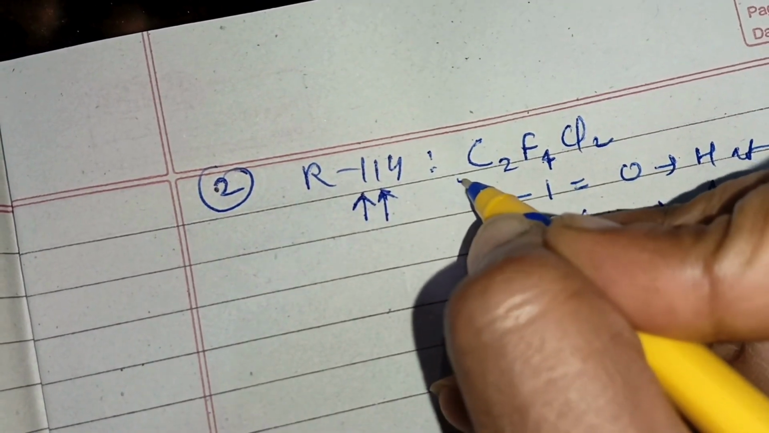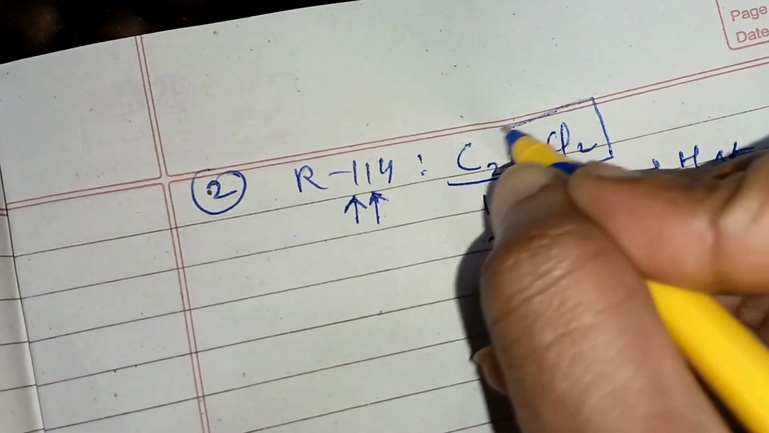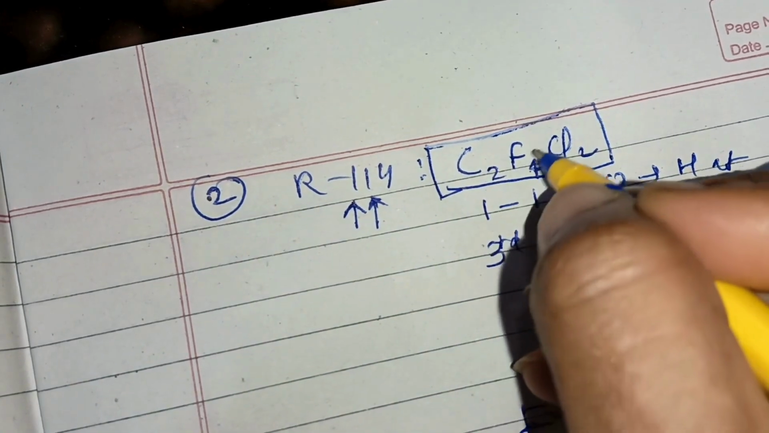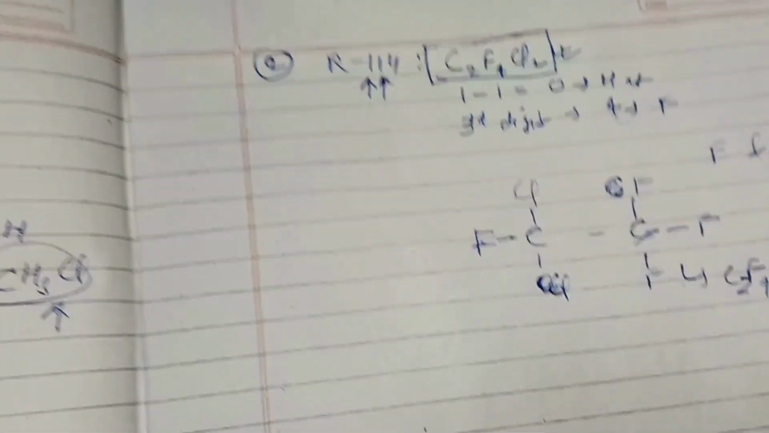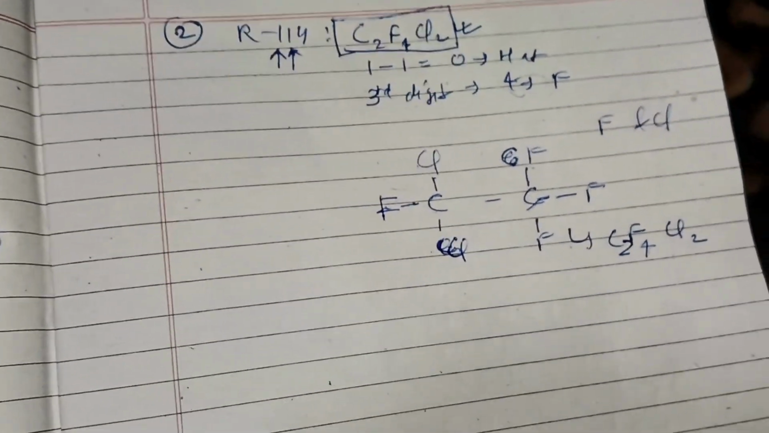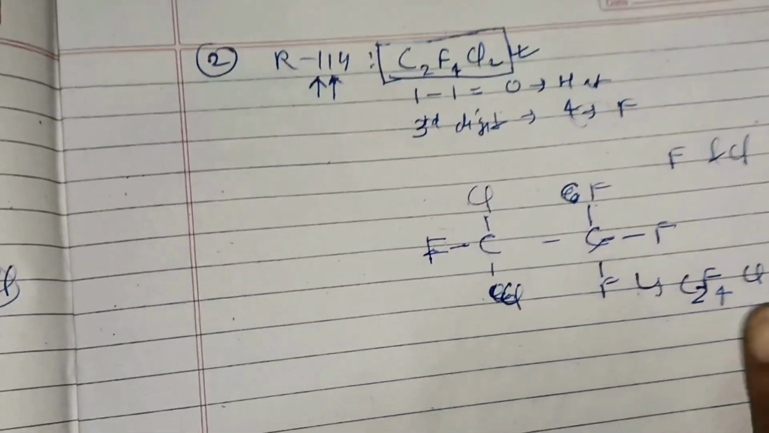So you got the formula for R114 as C2F4Cl2. This you have to look for in the options when you are writing the exam, when you hit any such question that asks you to find the nomenclature of a refrigerant. So this should be your approach.